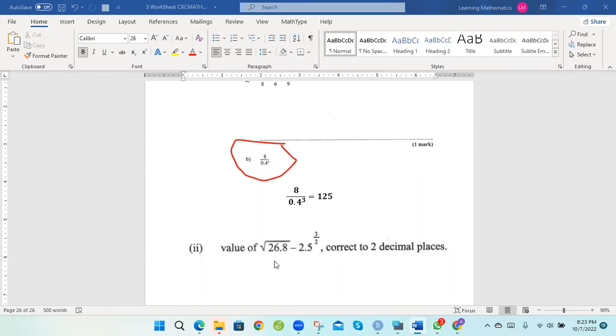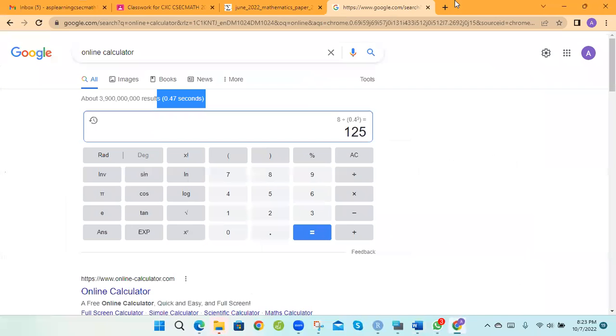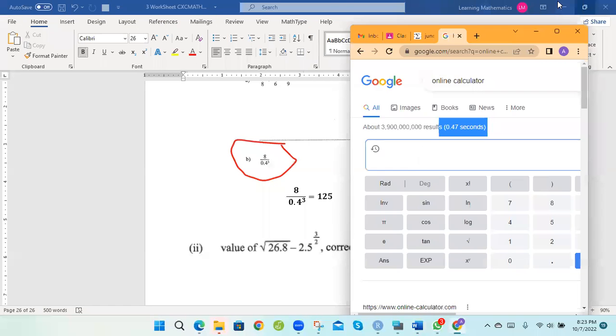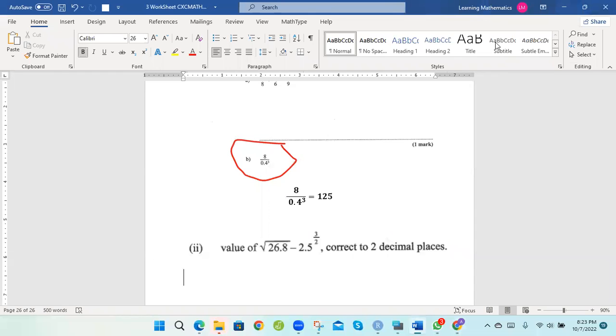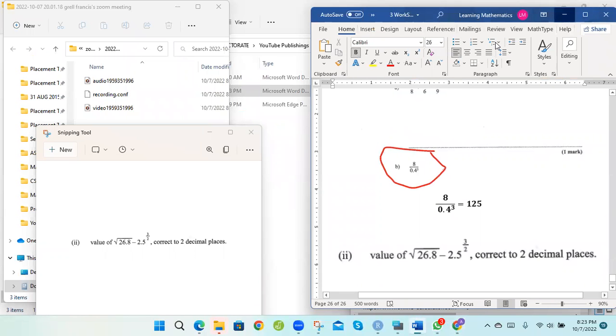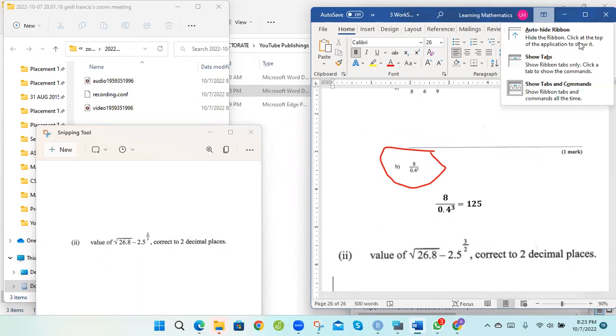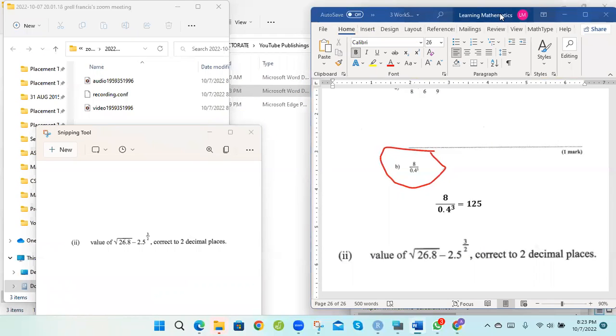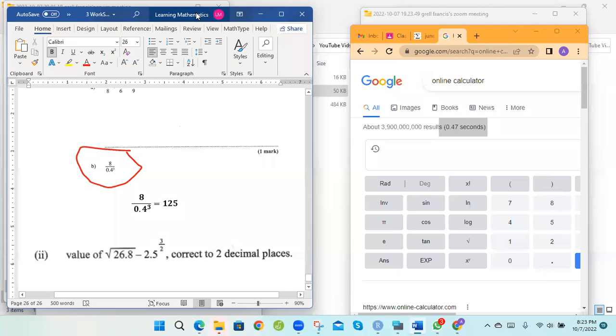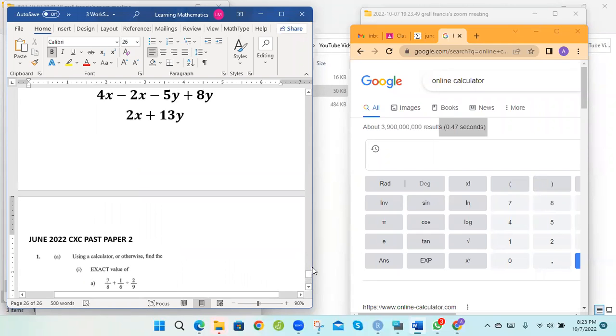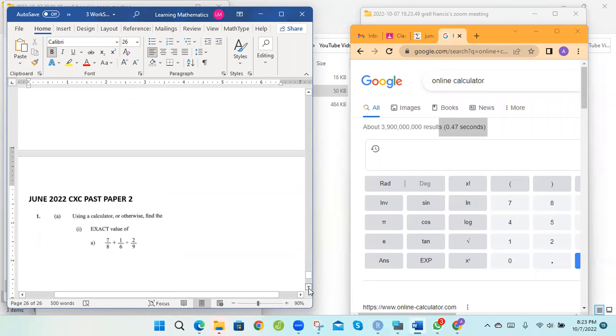Here we have another calculator use question. The square root of 26.8 minus 2.5 raised to the power of 3 over 2, correct to 2 decimal places. So you go to your calculator and you type in your calculator this expression.